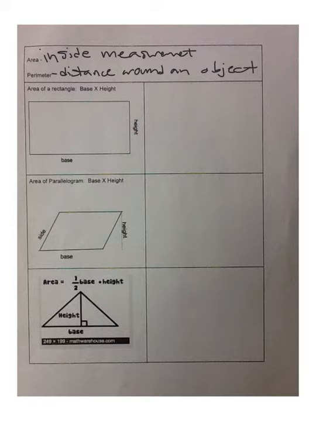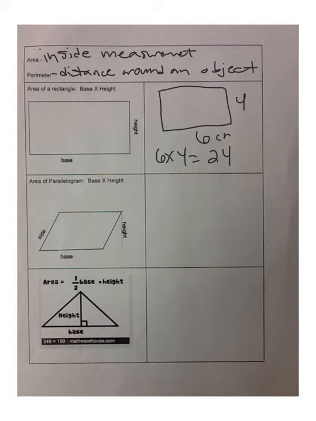Now finding the area for each of these shapes is a little bit different. First, I find the area of a rectangle by taking my base times my height. So let's say I had a rectangle with a height of 4 and a base of 6. My area would simply be found by taking 6 times 4 equals 24. And if these were centimeters, we'd call this centimeters squared.